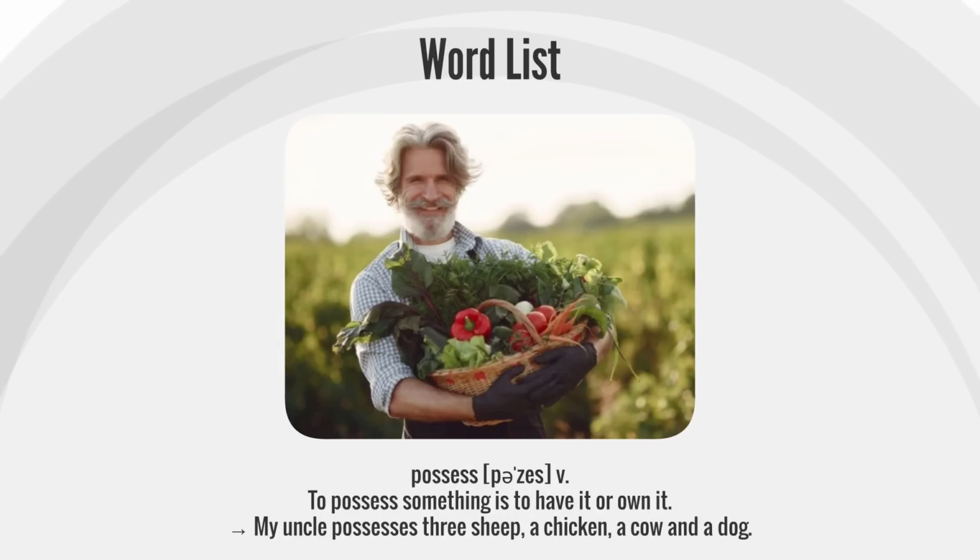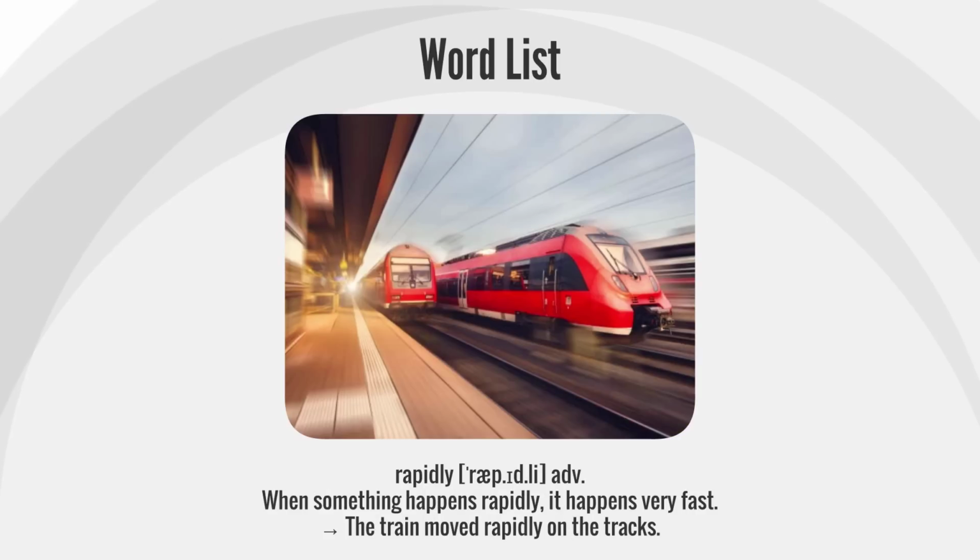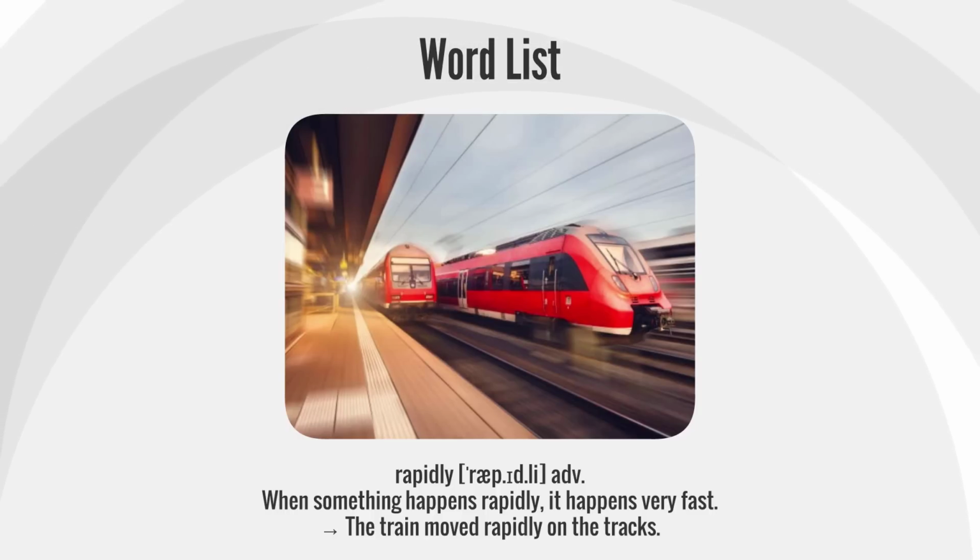Possess. To possess something is to have it or own it. My uncle possesses 3 sheep, a chicken, a cow, and a dog. Rapidly. When something happens rapidly, it happens very fast. The train moved rapidly on the tracks.